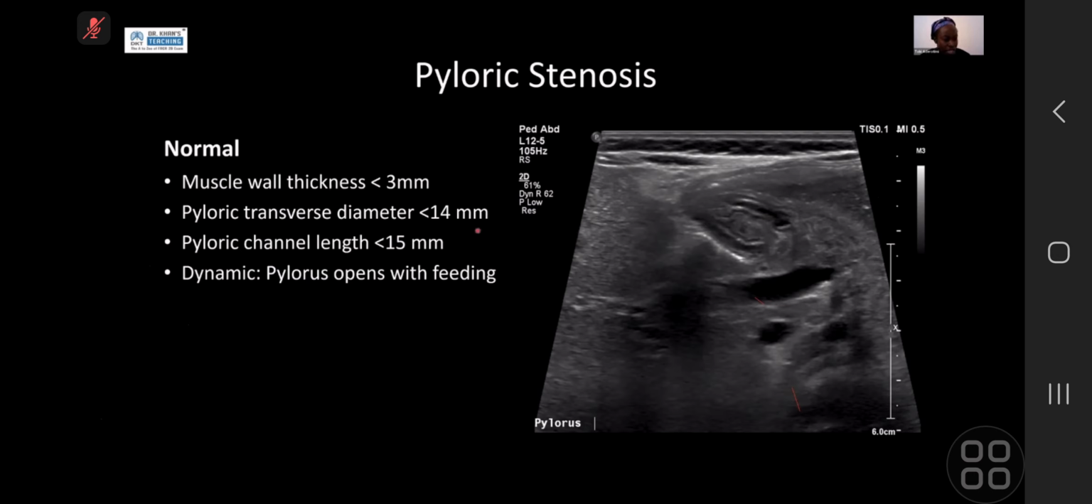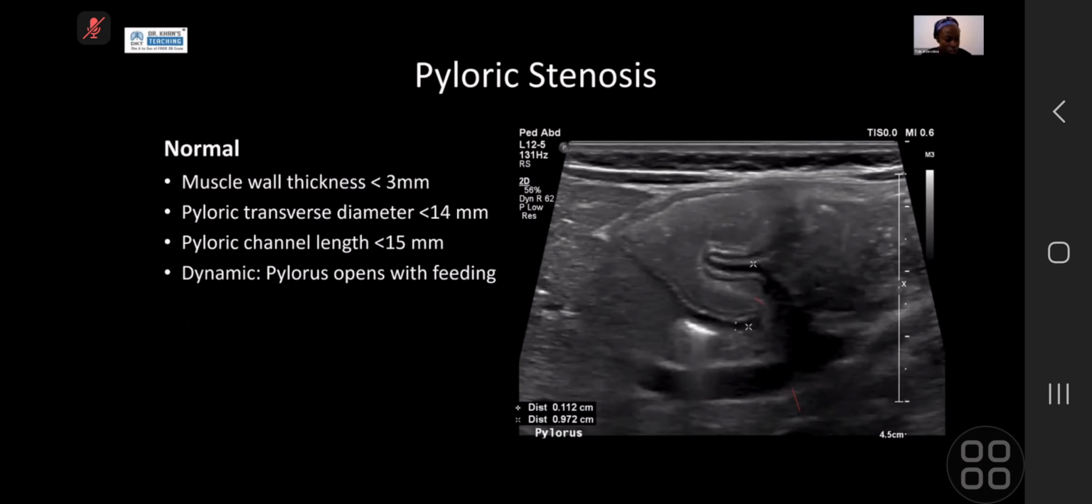Normally, the transverse diameter, so that's if you measure across the entire pylorus, should be less than 14 millimeters. And then the pyloric channel length should be less than 15 millimeters. Some papers will say less than 17 millimeters, and I even read one paper that said less than 12 millimeters, but 15 millimeters is the most commonly accepted measurement for the length of the channel. And like I said, you can see that the pylorus should open on dynamic assessment for it to be a normal study. So this just shows you the measurement.